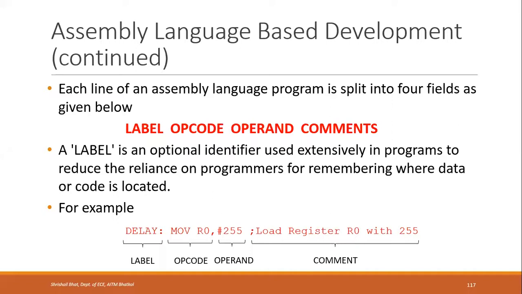Then this is an example: DELAY with a colon, then MOV R0, #255. This is the opcode and operand. Then you write the comment, like what this instruction does. These comments become very useful when the programmer changes, right? If a programmer is doing something, then he leaves the task and gives that task to another programmer. With the help of the comments, the other programmer or other users can understand what the program is actually doing. Otherwise, it will become very complex for a second person to read and understand what the program does.